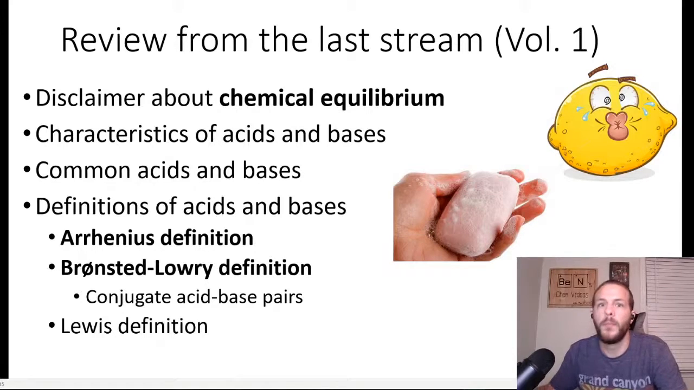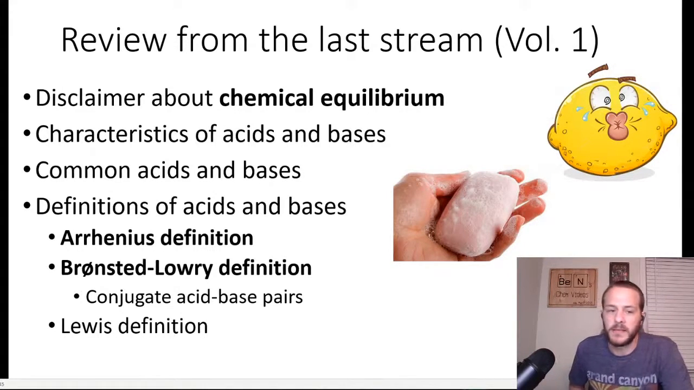And then for the bulk of the discussion, we talked about the definitions of acids and bases. As confusing as it may sound, there is more than one definition of acids and bases. It depends on what situation you're talking about which definition is most conveniently used. The three definitions of acids and bases are the Arrhenius definition, the Bronsted-Lowry definition, and the Lewis definition. In last week's live stream, we talked about the Arrhenius and Bronsted-Lowry definitions, and we're going to save the Lewis definition for later.